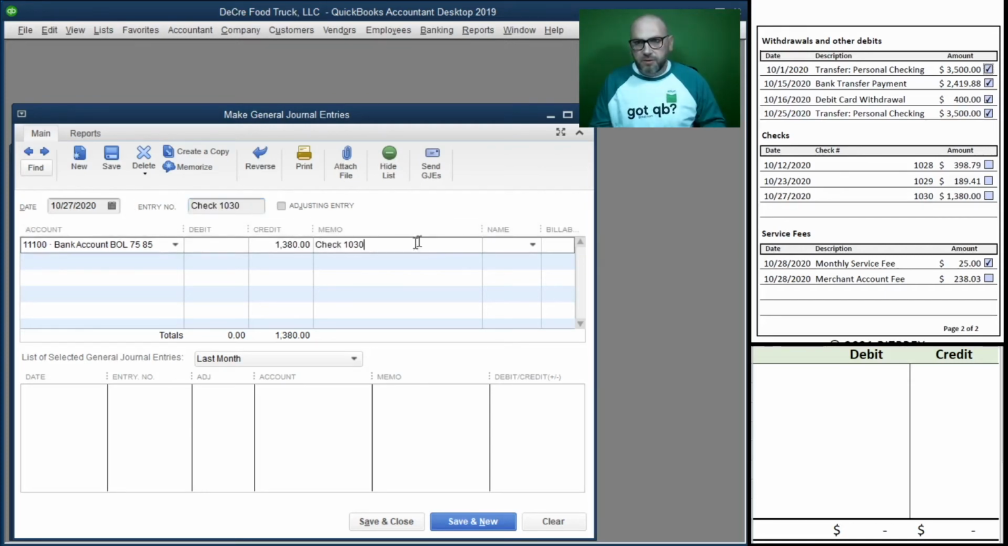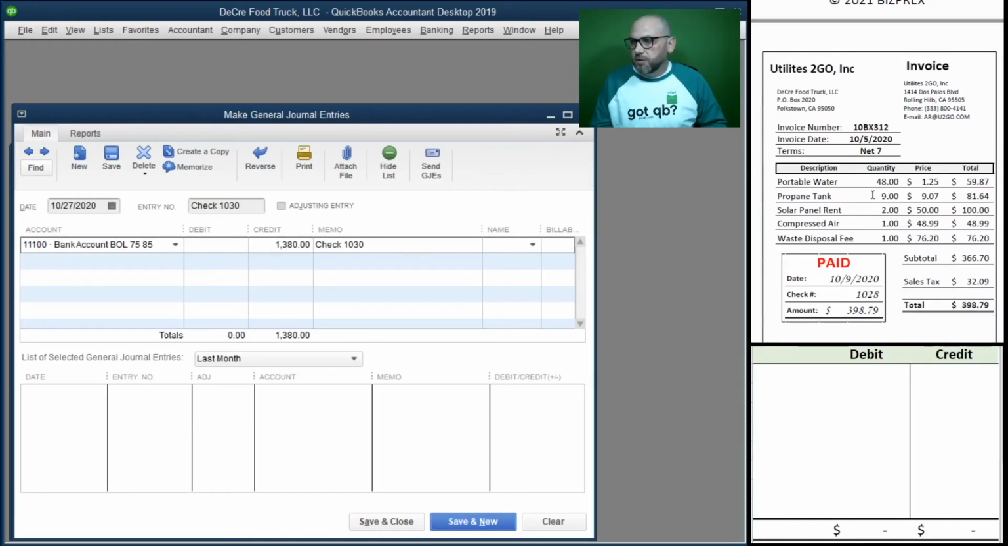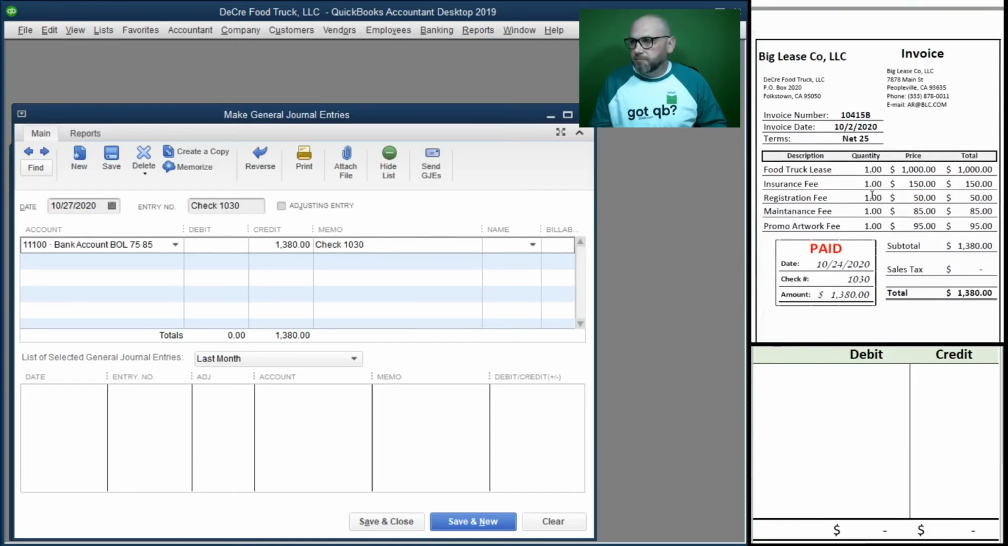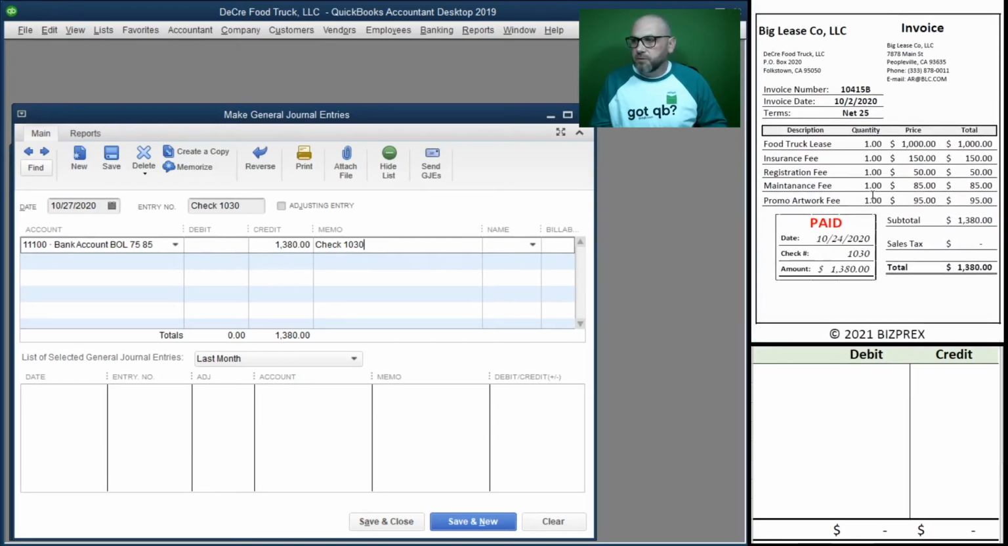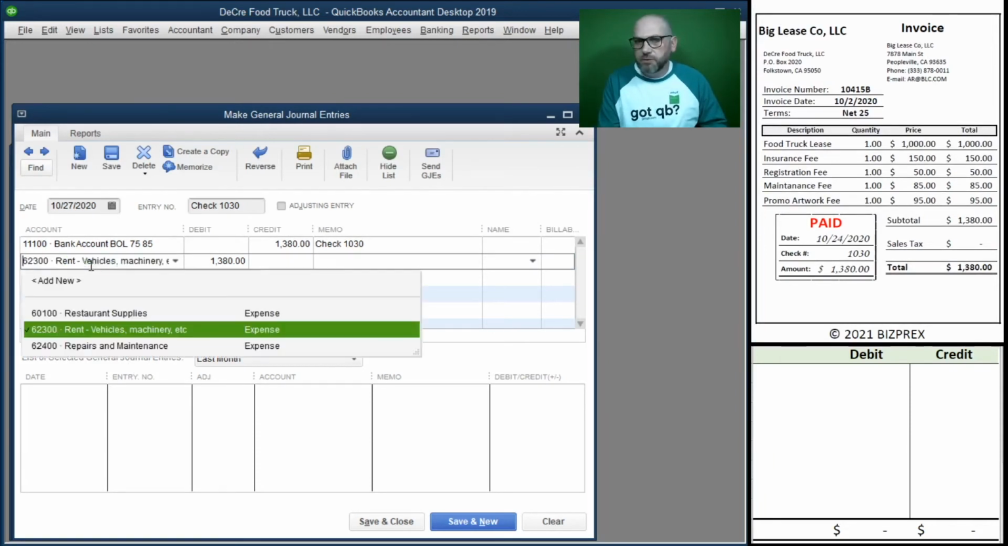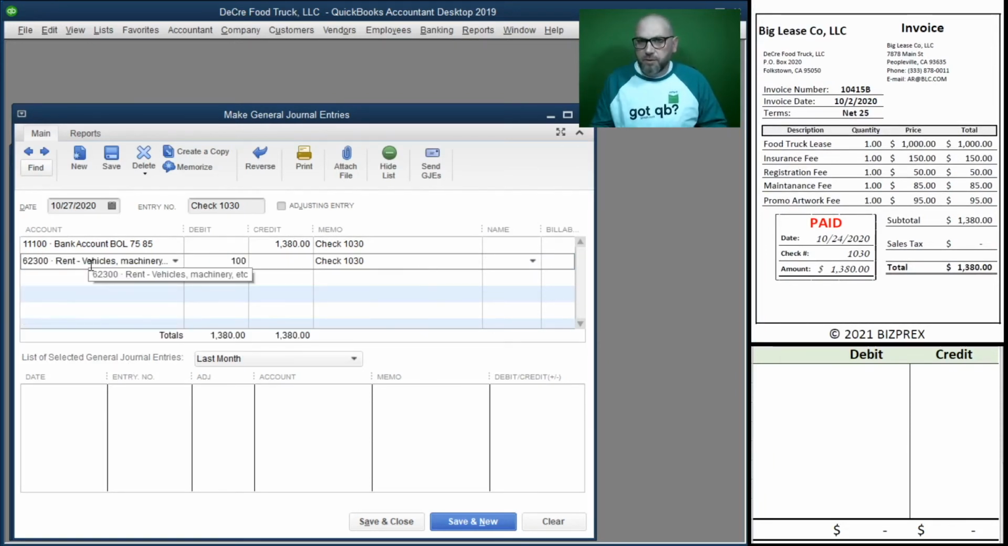And then we need the invoice to know what accounts will be impacted. So here it is. It's one of those where we have multiple expense accounts. So let's get looking at it. So we have our rent for 1,000. Again, let's put the invoice number in here.